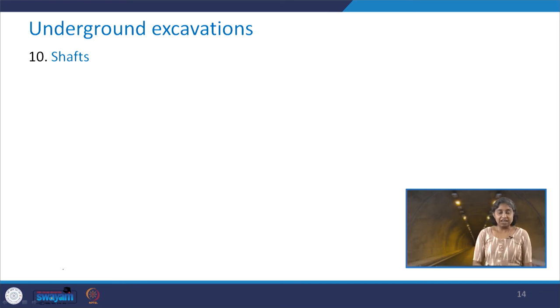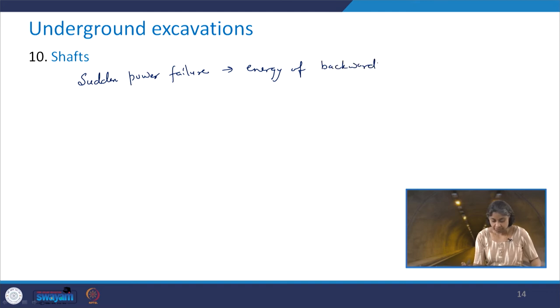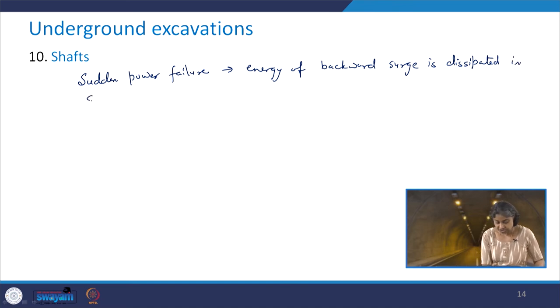Then these shafts can also be used for surge tanks. Let us see how they work. In case there is a sudden power failure, the energy of the backward surge is dissipated in surge shafts.